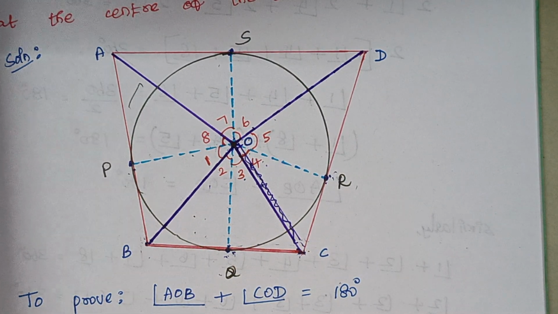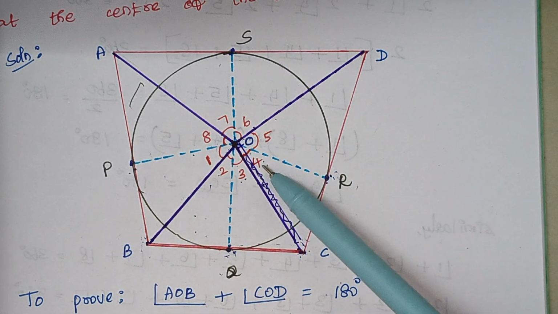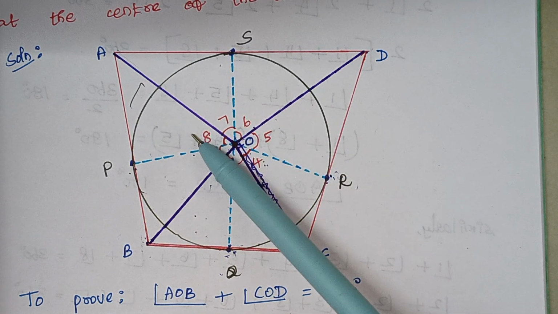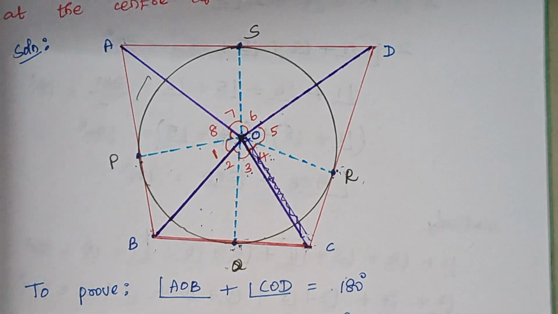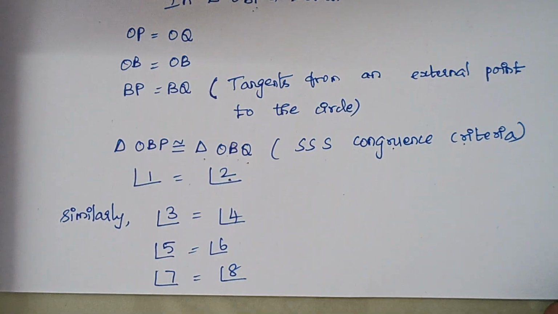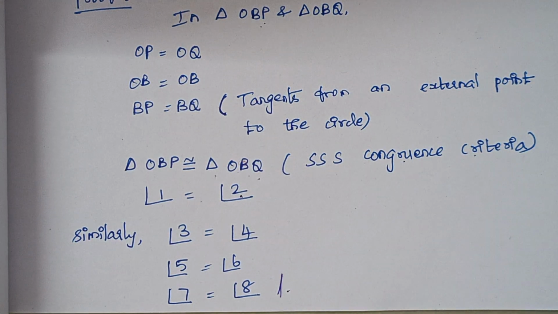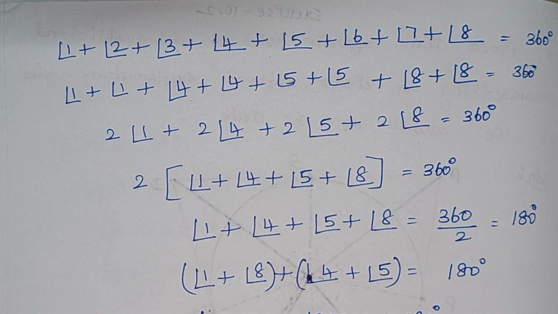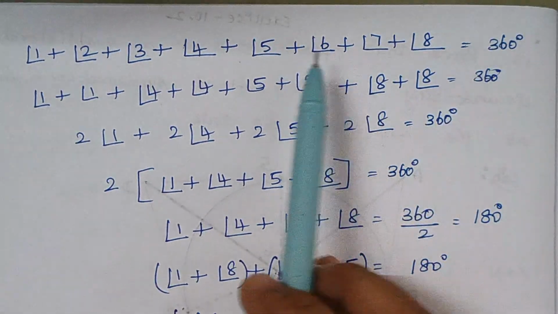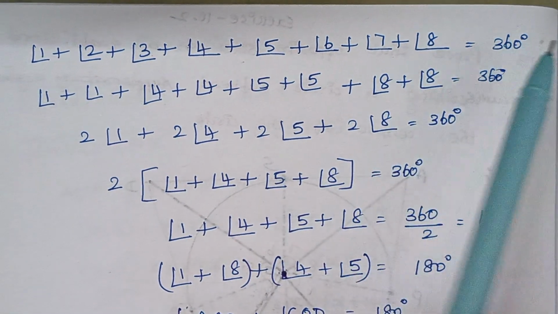So you can prove that angle 1 equal to angle 2. Similarly, angle 3 is equal to angle 4, angle 5 equal to angle 6 and angle 7 is equal to angle 8. So finally we have proved that the angles are equal in this way. Now I am going to add all the angles. When you add all the angles, how many angles do we have? We have 8 angles in this diagram.